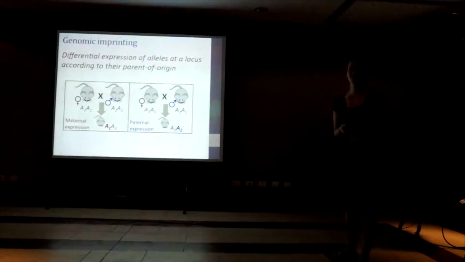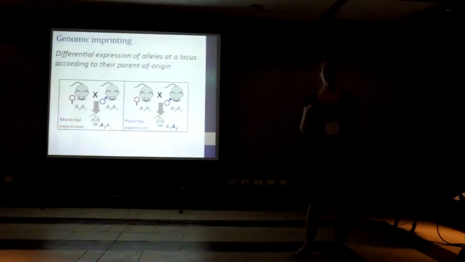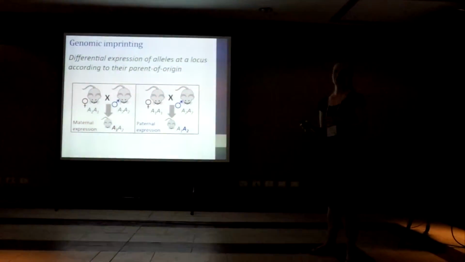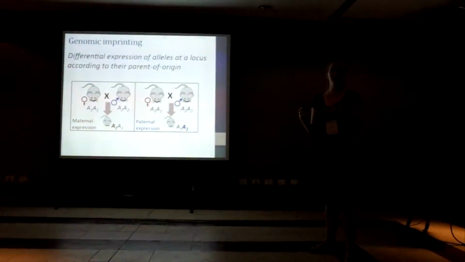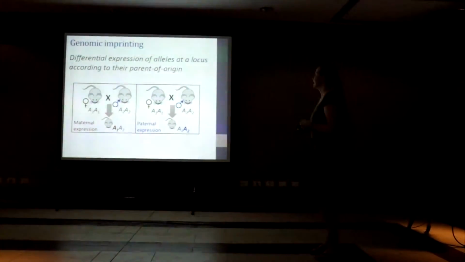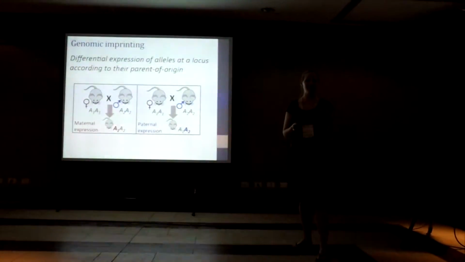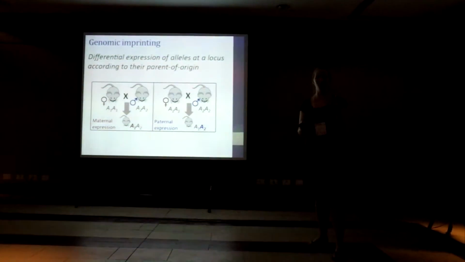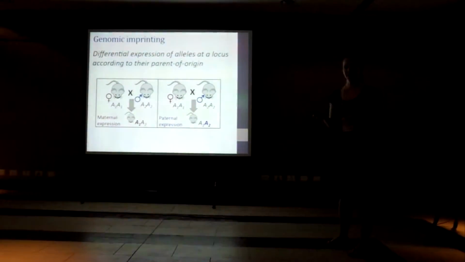As I'm sure most of you are aware, genomic imprinting is an epigenetic phenomenon where there is differential expression of alleles at a locus depending on whether they were inherited maternally or paternally. So there is expression of one allele and there may be either complete silencing or only partial expression of the allele inherited from the other parent.